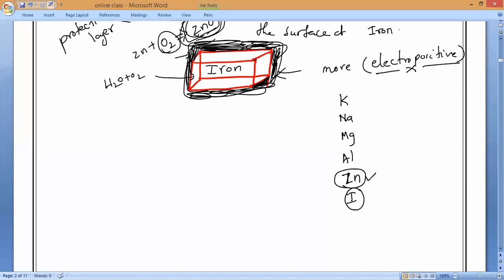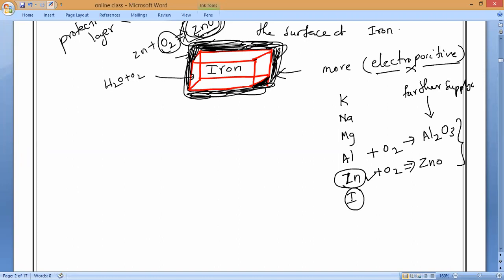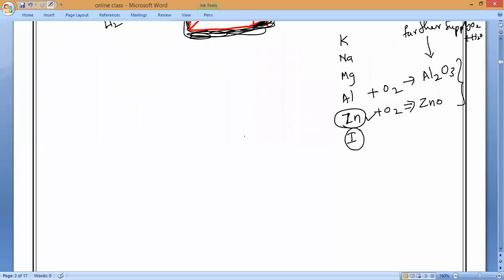Iron. So this zinc will react with oxygen quickly and form zinc oxide. In the same way, aluminum will react with oxygen quickly and form what? Aluminum oxide. So these layers won't allow further supply of oxygen plus water moisture to the iron, so that iron will always be protected. Is it okay, guys? Please respond. That is what you have to remember.